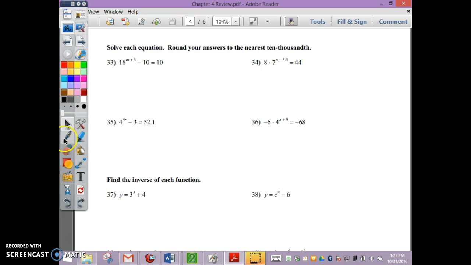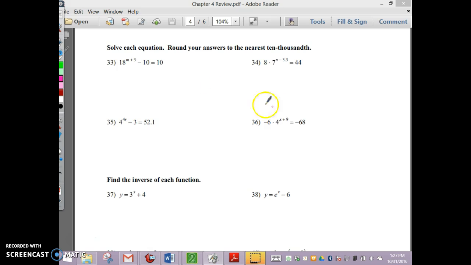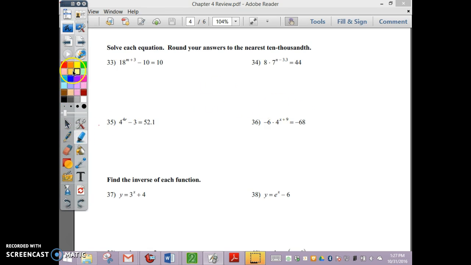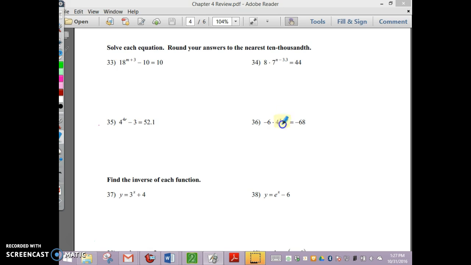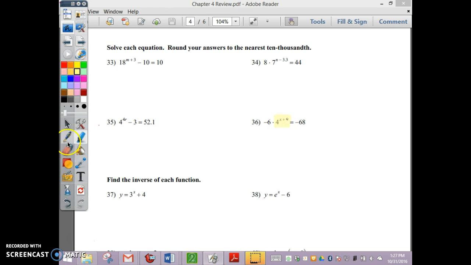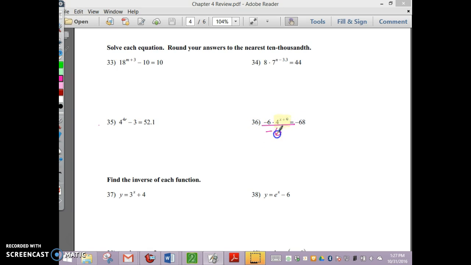Let's see, let's do 36. So step 1 for solving is isolating the exponential. The exponential has two parts, a base and a power. So I need to get rid of this multiply by negative 6 by dividing by negative 6. So 68 divided by 6 reduces to 34/3 positive.